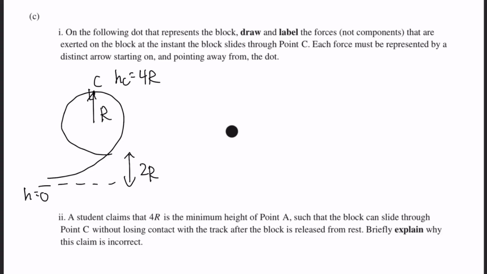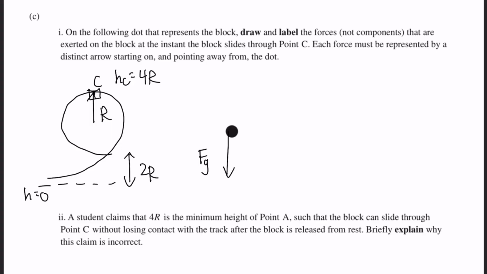So if the block is at point C, then what forces are pointing on it? So let's think about that. So obviously we're going to have the force of gravity, right? Label the force of gravity. That's always pointing down toward the center of the circle because it's pointing down. Gravity's pointing down. We know that.